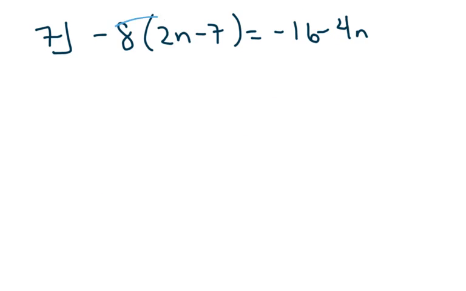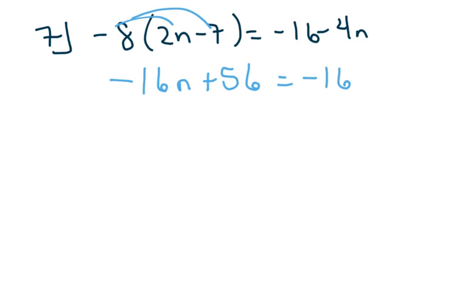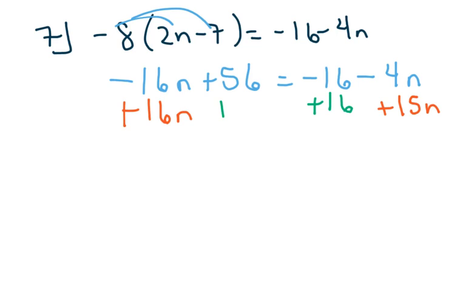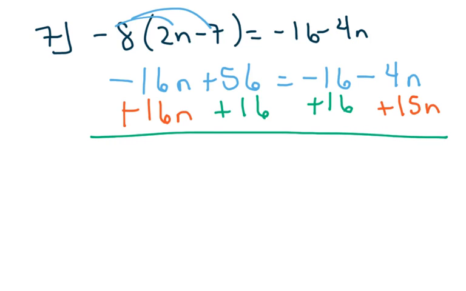We're going to distribute here, and we get negative 16n plus 56 equals negative 16 minus 4n. I want my n's positive, so I'm going to add 16n to both sides. My n's going to be on the left side. Then I'm going to add 16 here, so it's adding to your like terms.